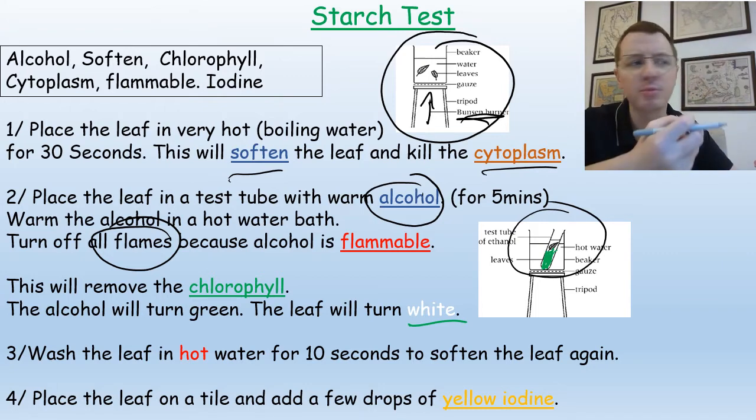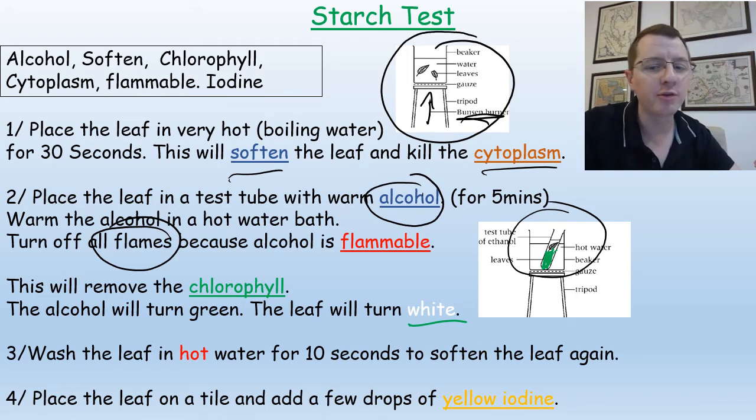But that leaf will also be very, very brittle. So we need to soften that leaf again, and we do that just by taking the leaf and washing it in the hot water in the beaker for around 10 seconds just to soften the leaf again. We then need to place the leaf on a tile and add a few drops of yellow iodine. And that's how you carry out a starch test.